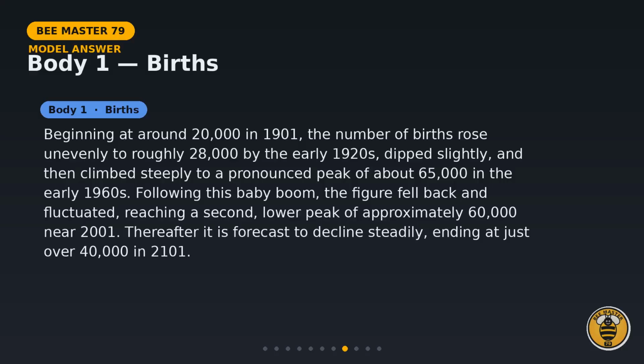Body paragraph 1 covers births. Beginning at around 20,000 in 1901, births rose unevenly to roughly 28,000 by the early 1920s, dipped, and then climbed steeply to a peak of about 65,000 in the early 1960s. After this baby boom, the figure fell and fluctuated, reaching a second lower peak near 2001 before declining steadily to just over 40,000 in 2101.